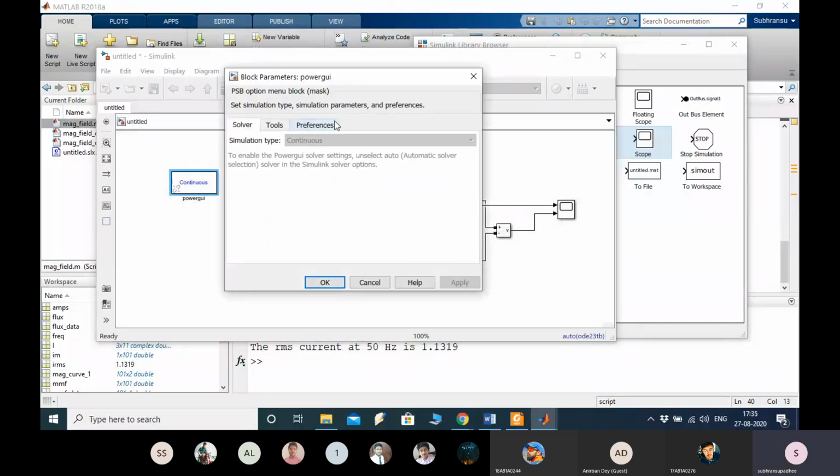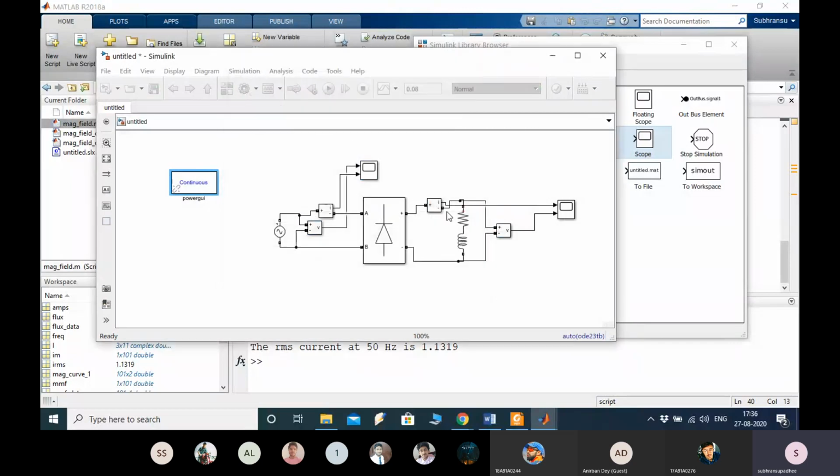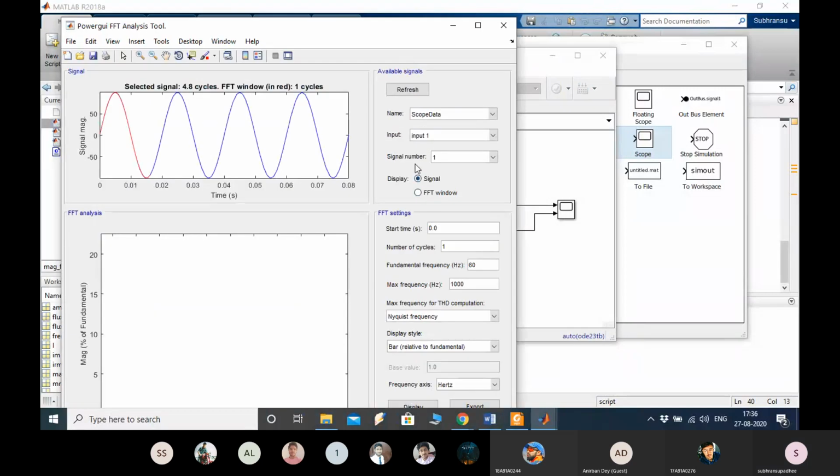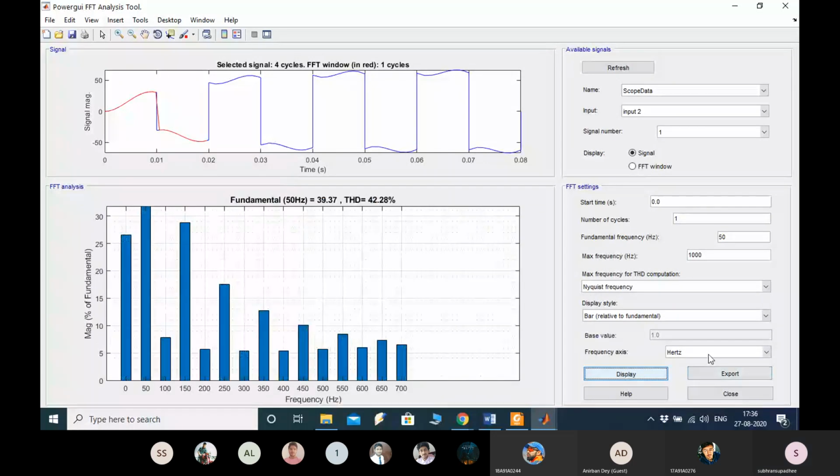Double click on the continuous. We have discussed it previously also. Tools, FFT analysis, scope data, input 2. This is the input 2. The frequency is 50. Display. Make it to harmonic order. Display.